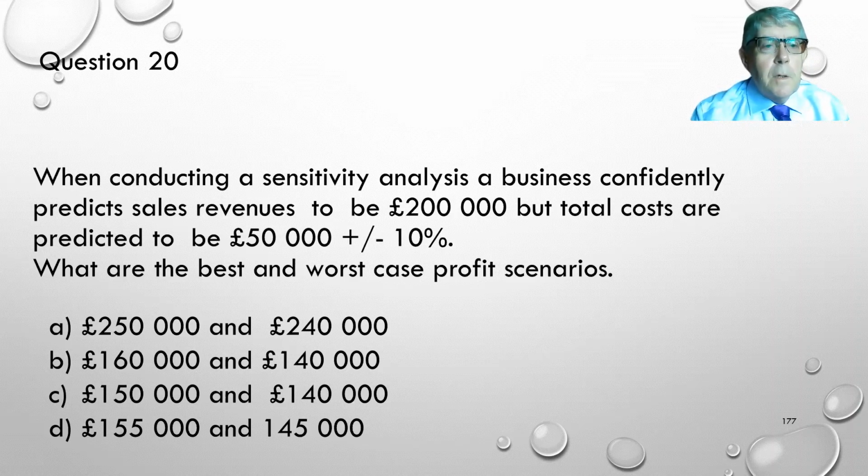Question 20. When conducting a sensitivity analysis, a business confidently predicts sales revenues to be £200,000, but total costs are predicted to be £50,000 plus or minus 10%. What are the best and worst case profit scenarios? A, 250,000 and 240,000. B, 160,000 and 140,000. C, 150,000 and 140,000. Or D, 155,000 and 145,000.